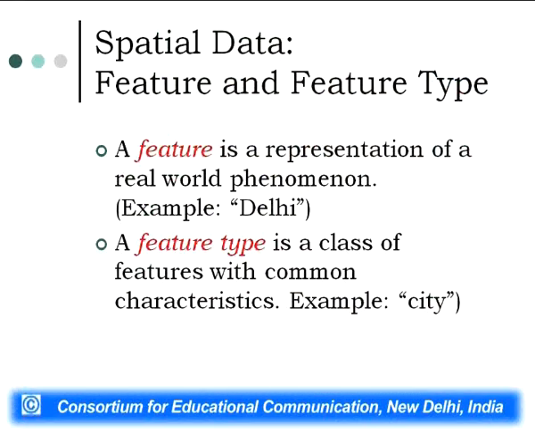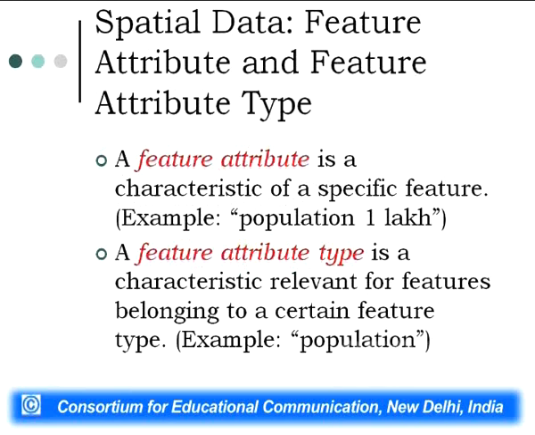Now the technical component of it: when we use the word feature, as I said, a feature is a representation of real world phenomena. There could be an example of a city like Delhi, and a feature type, the class of a feature with common characteristics, is called a city. And the feature attribute is a characteristic of a specific feature, that is called population. In this case it could be the population of the city, and feature attribute type is a characteristic relevant for the feature belonging to a certain feature, that is called a population.